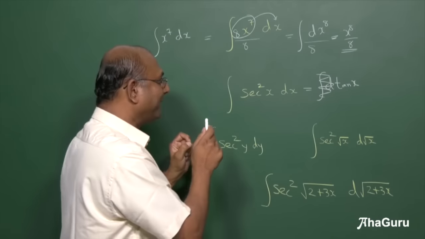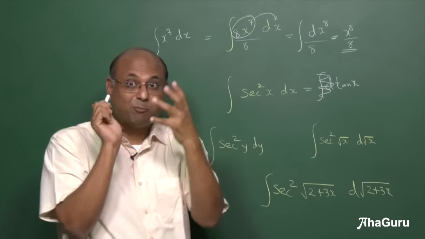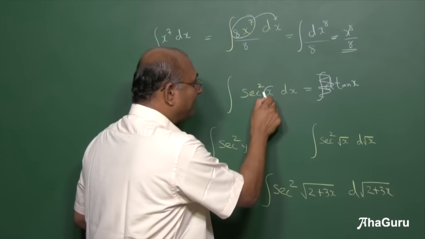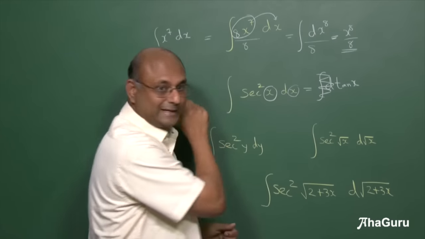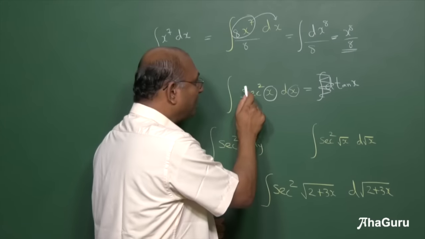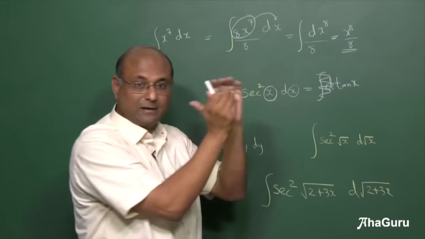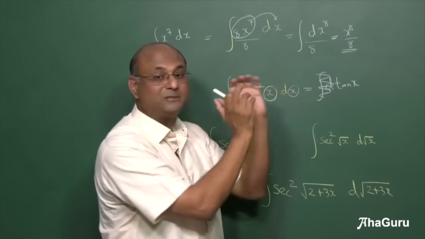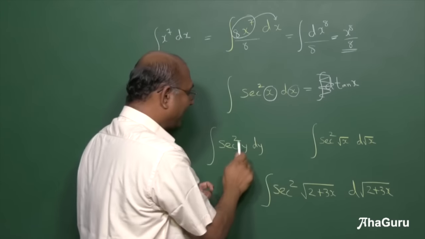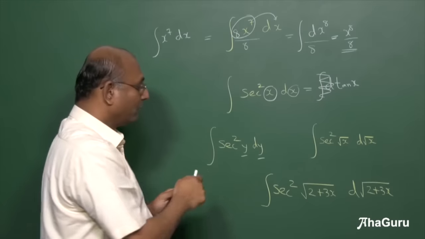Now please keep in mind that, in fact this is the most important idea. Keep in mind that this is x and that is x. This form is secant square of something, a blob. D blob, same blob. Now instead of x, suppose I had a y. What will I get?